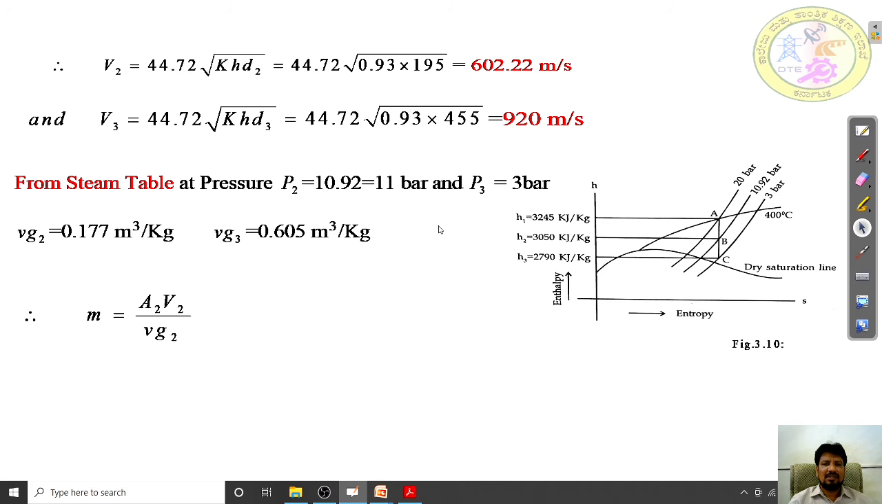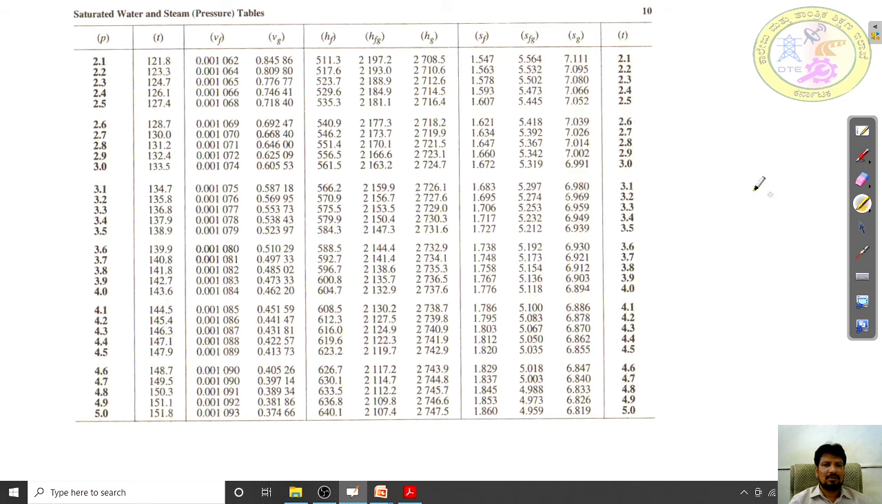Now similarly, you note down the value of Vg3 corresponding to a pressure of 3 bar from the steam table. So how are we going to read the steam table corresponding to 3 bar? This is your steam table, the pressure of 3 bar is here, and Vg3 is 0.605. That is your Vg3 value.